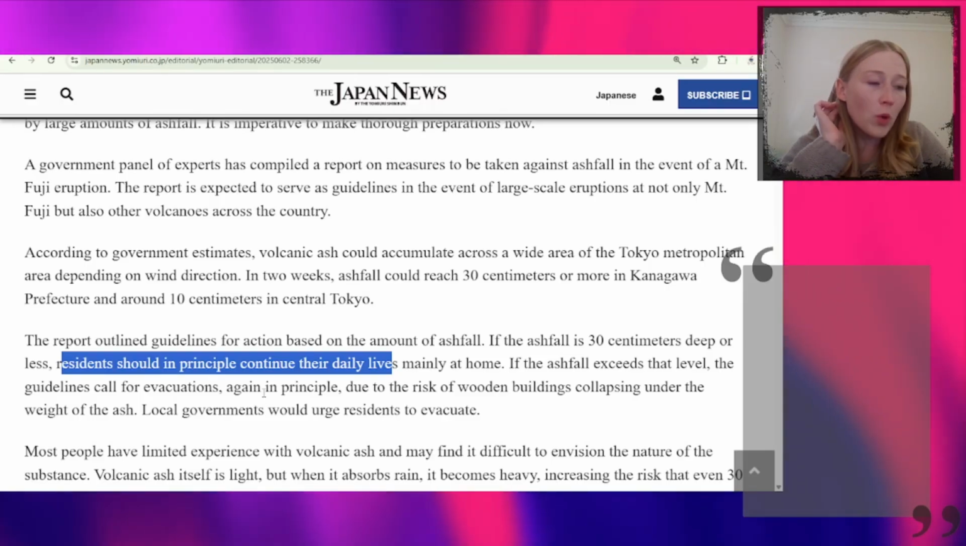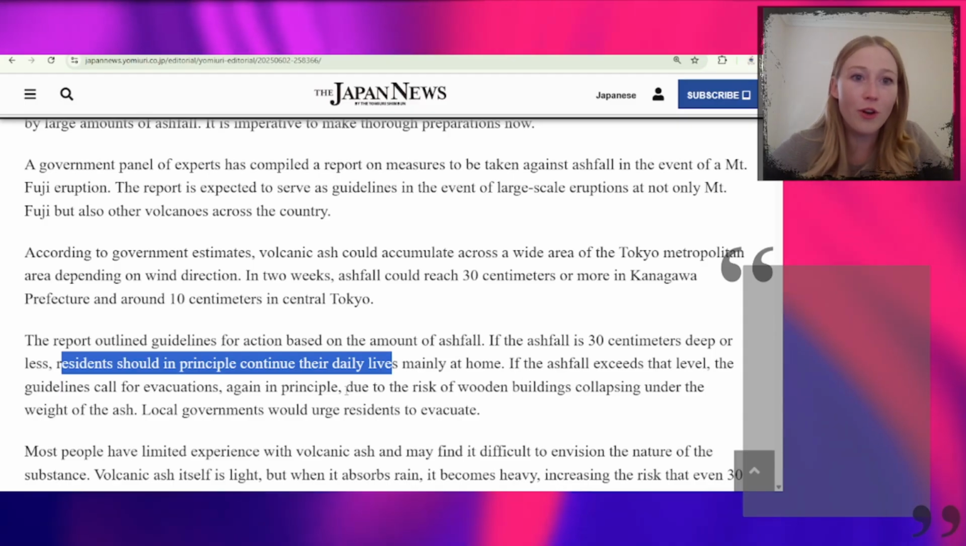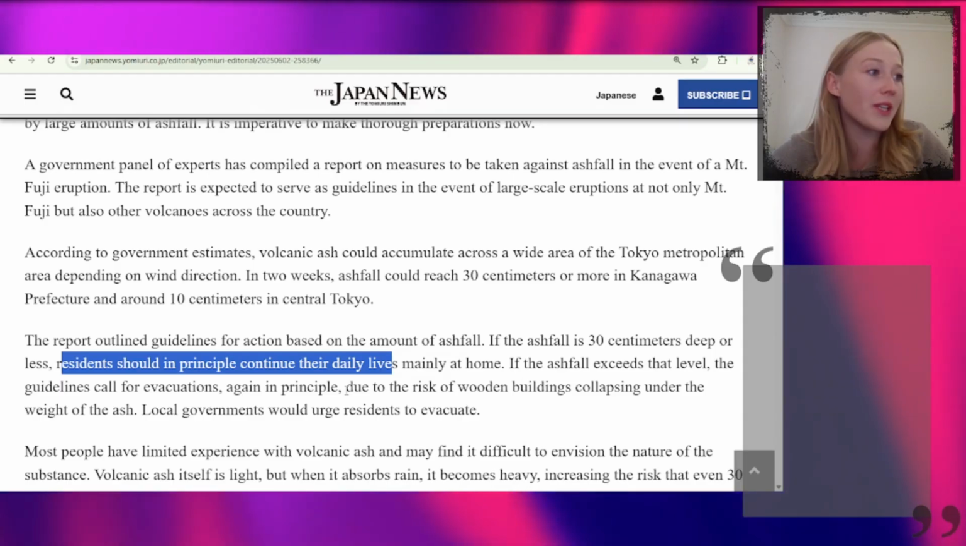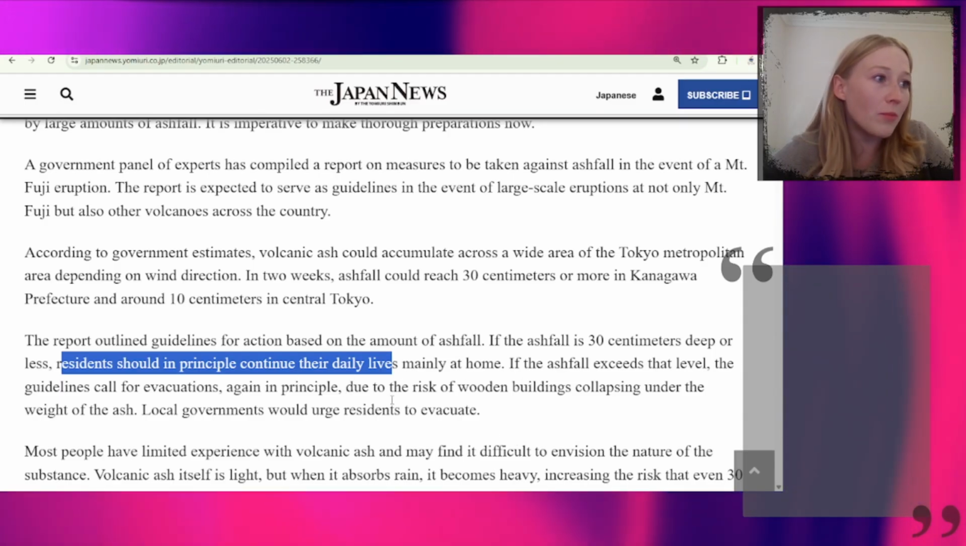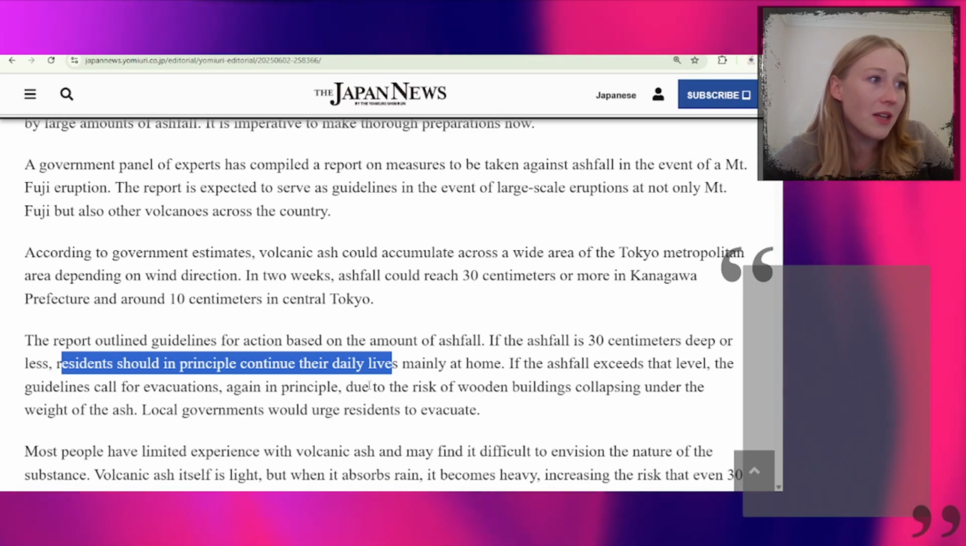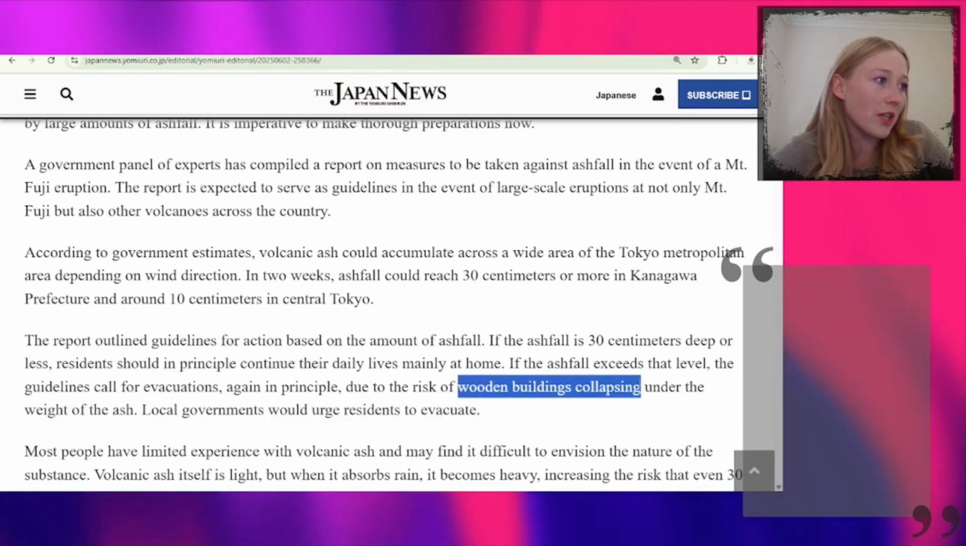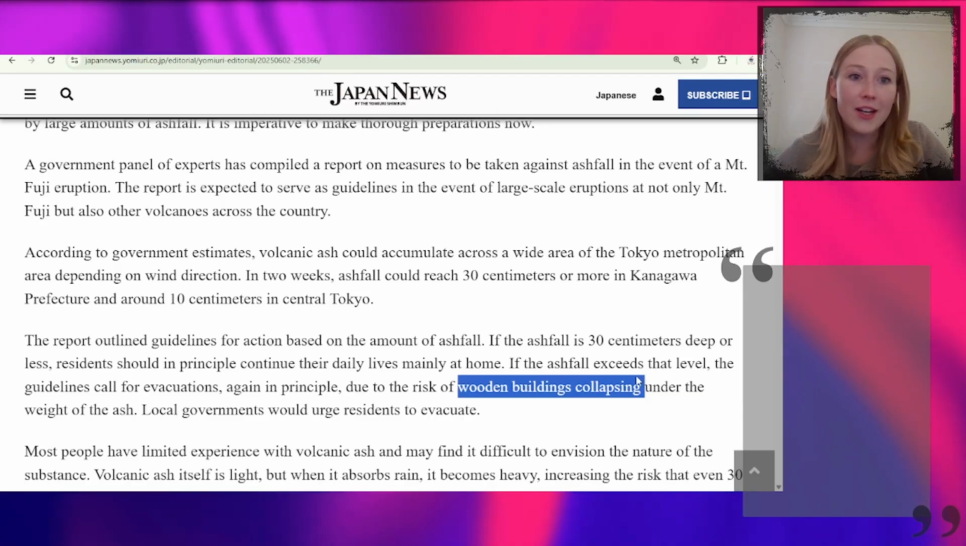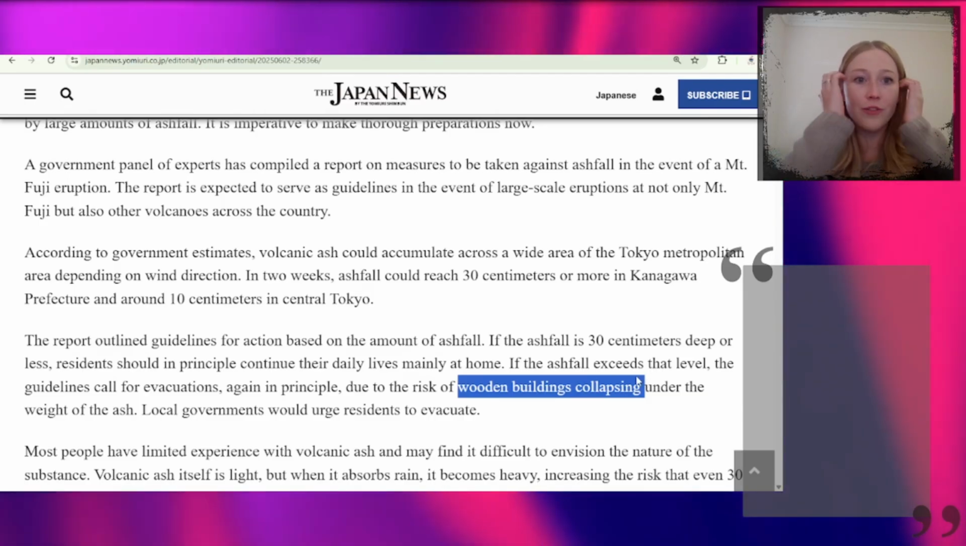But if it's more, then there is the risk of structural damage to the buildings. They're saying that if there's more than 30 centimeters, then buildings, especially wooden buildings, could actually collapse under the weight of the ash.